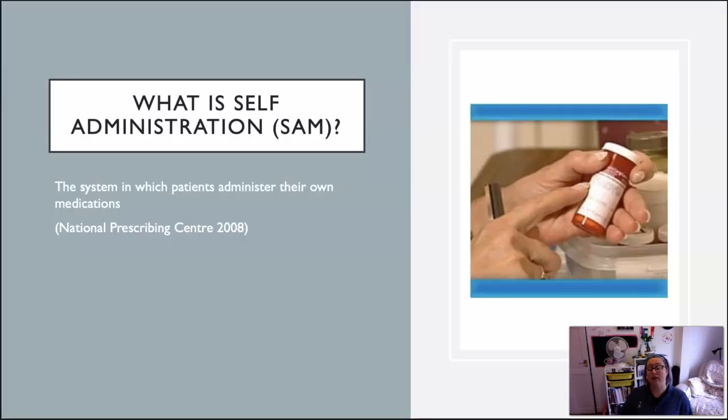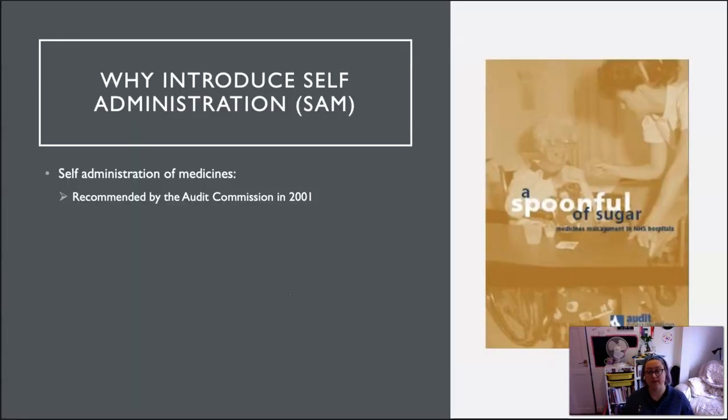So what is self-administration of medication? This is basically the system in which a patient administers their own medication. It is as simple as that. And this is defined from the National Prescribing Centre in 2008. And we want to think about, well, why did we need to introduce a self-administration or SAM kind of legislation or thoughts or policies and procedures?